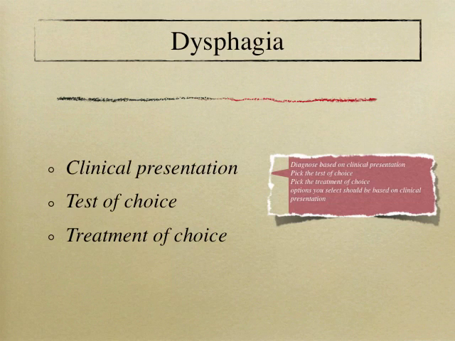Second, you may get a set of questions on the test of choice. This could be initial test of choice or could be absolutely the best test of choice. And then lastly, you would be asked the treatment of these clinical conditions. And it's important that you select these options based on the clinical presentation.